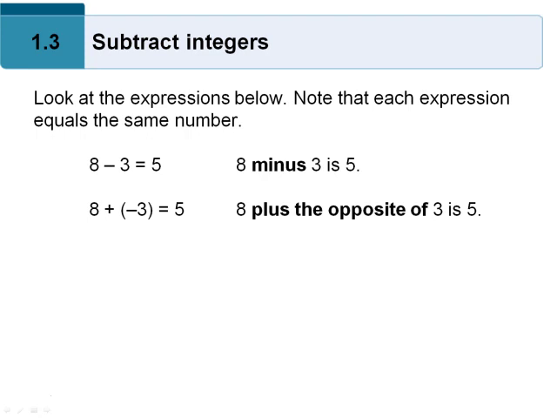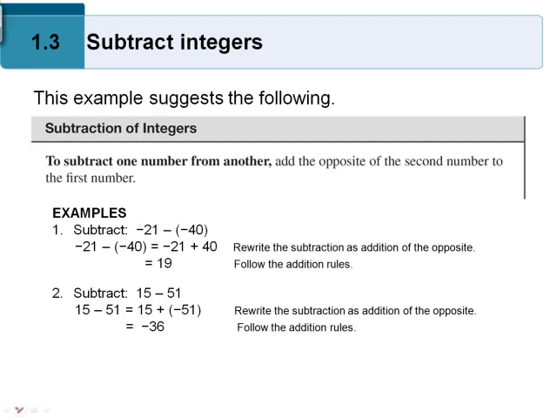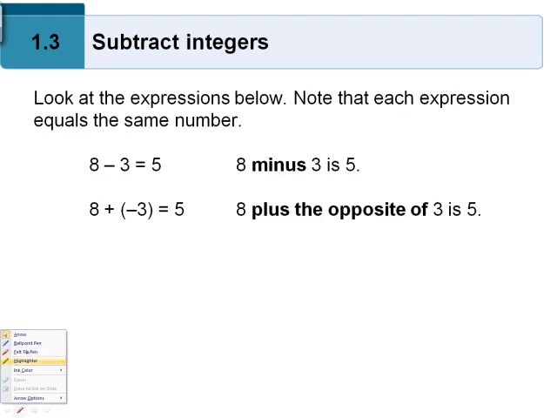So look at the two expressions below. Both of these expressions are going to give us the same answer. The first problem, 8 minus 3, you just subtract, that gives you 5. But if we look at the second problem, 8 plus negative 3, that also gives us 5.